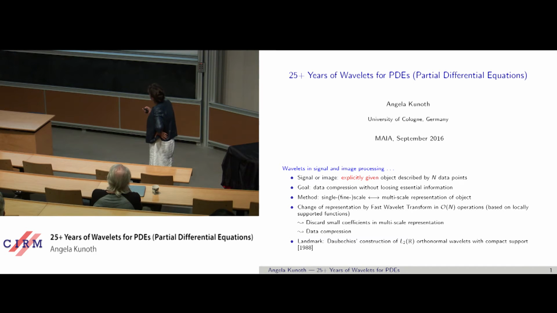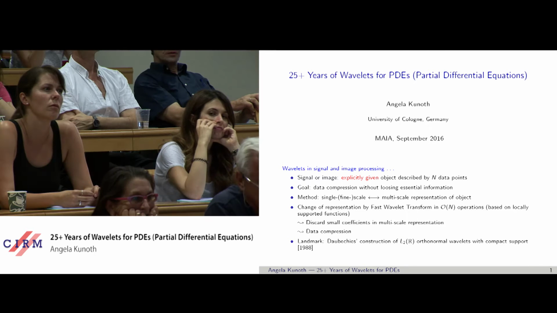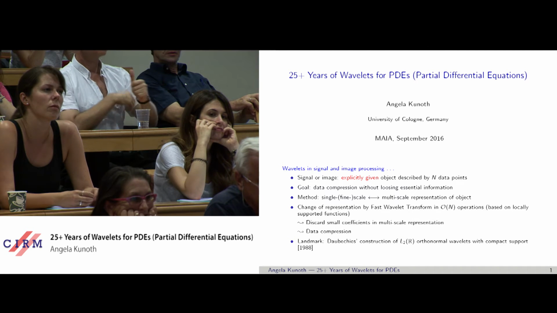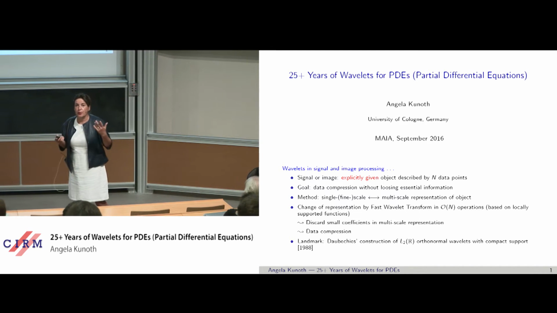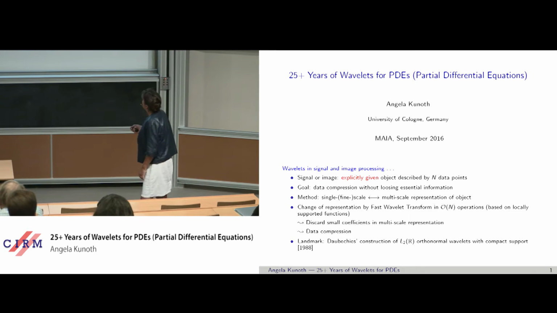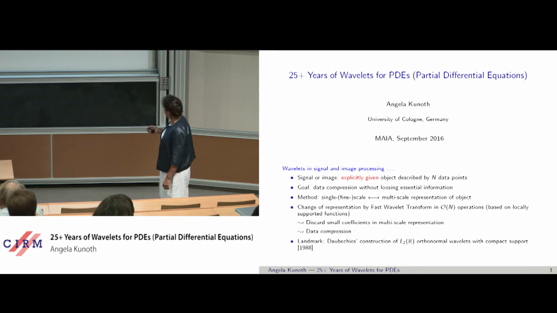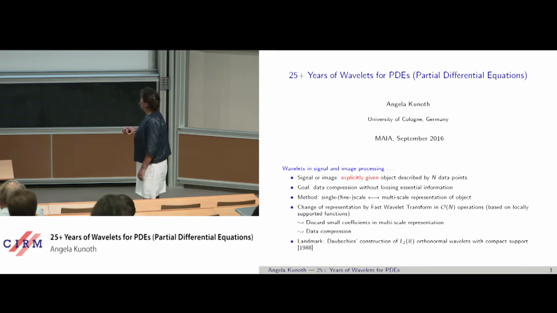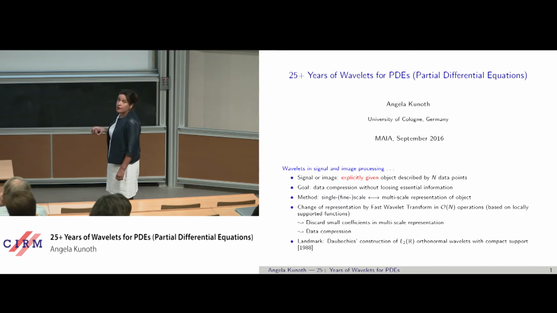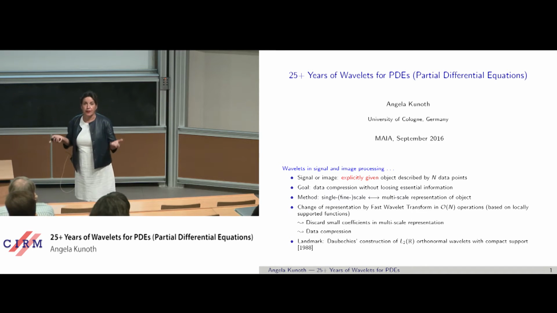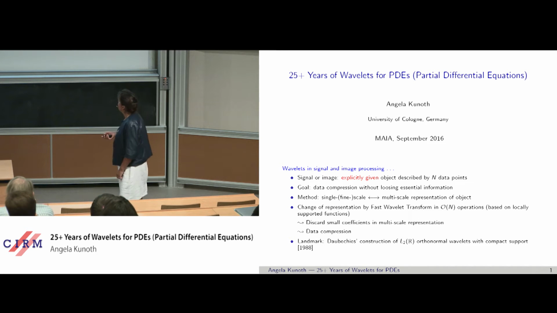The change of representation can be performed by what is called the fast wavelet transform in a pyramid scheme. If you do that in a proper way, you can do it in an amount of operations proportional to n. You can design such a fast wavelet transform if you have locally supported functions. It is much faster than the fast Fourier transform, where you still have a log factor inside.